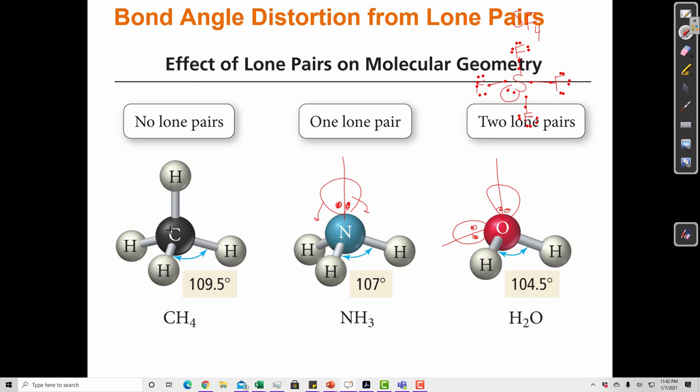They all have tetrahedral electron geometry, but this one has a tetrahedral molecular geometry because the molecule is shaped tetrahedral. This one is trigonal pyramidal because one of the atoms is gone. Now it's a lone pair. And this one is called bent because 2 of the atoms are gone, and now those lone pairs are kind of pushing this group together a little bit.